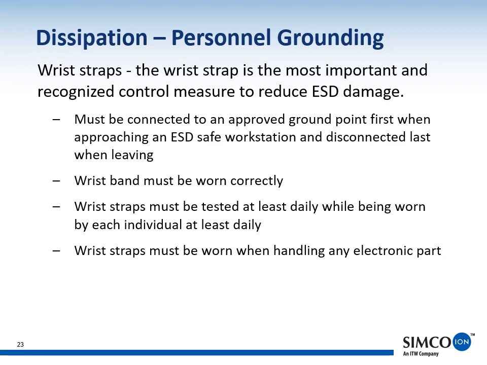We mentioned earlier that people are conductive, so we are going to make sure that all the people in the work area are grounded as well. The wrist strap is the most important and recognized control measure. However, many times wrist straps are ineffective because they are not worn properly or are defective. For this reason, training and frequent testing or continuous monitoring of wrist straps is important.